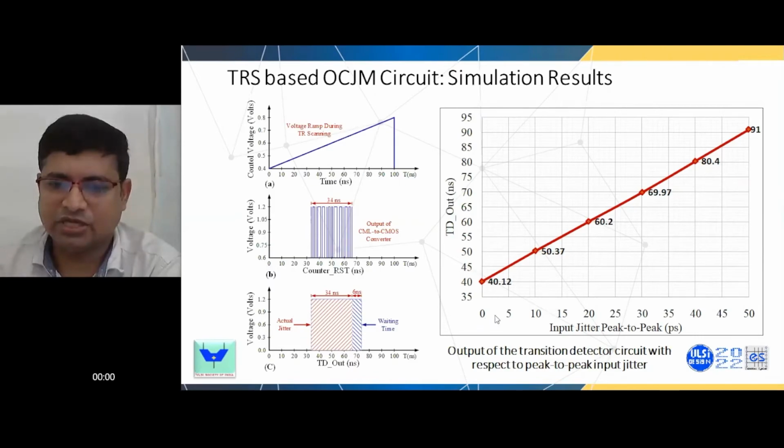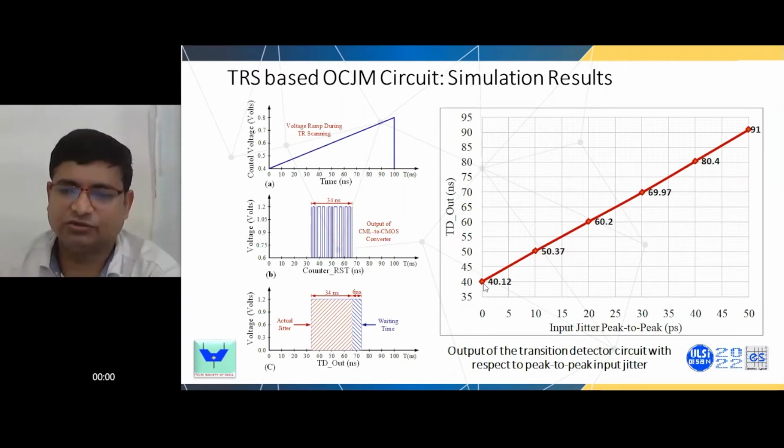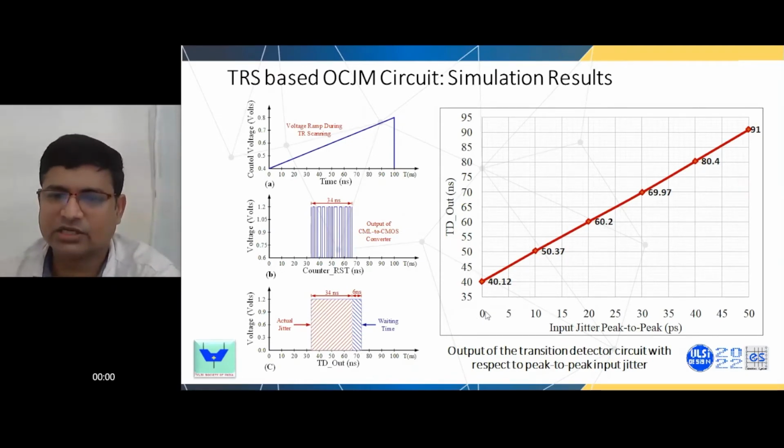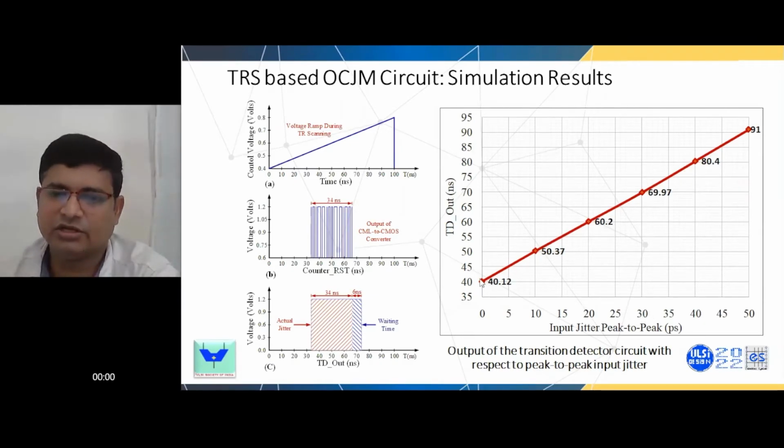Now this is the plot. This is the offset, that means at 0 picosecond input peak-to-peak jitter, we are getting 40. Actually it's 40 nanosecond, because it is an amplified version of the jitter; we are using the control voltage in such a way that it amplifies 1000 times. That means if the jitter is a picosecond, we get 1 nanosecond at the output, so it is easy for our measurement. Here for 0 picosecond jitter, the TD output is 40 nanosecond, that is the offset. After this, if any jitter is added at the input, the output will vary linearly. This is the simulation result for the output.